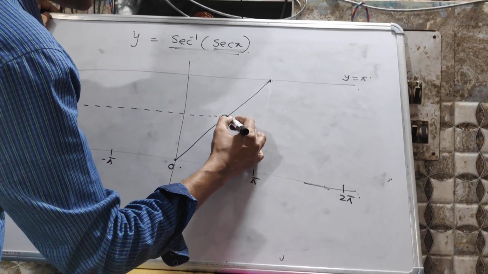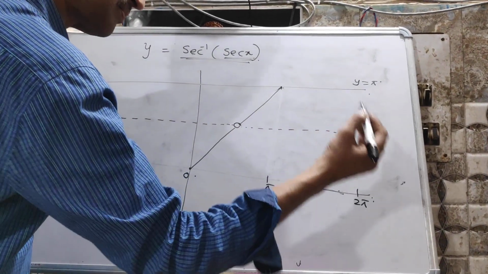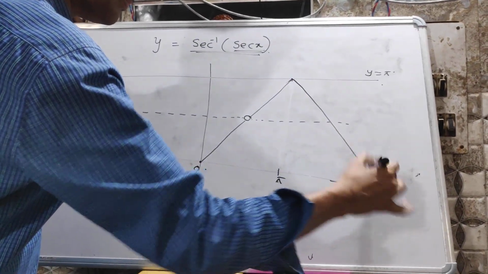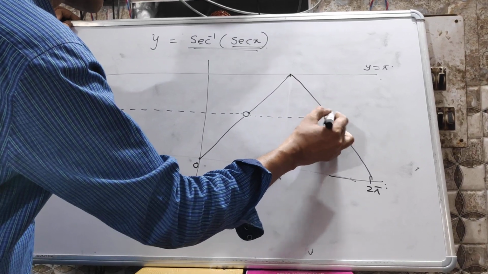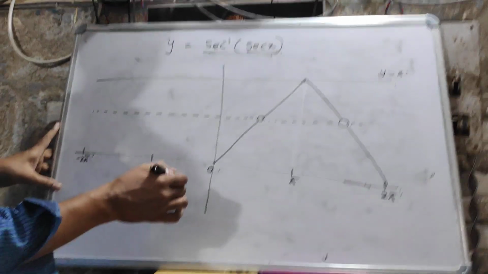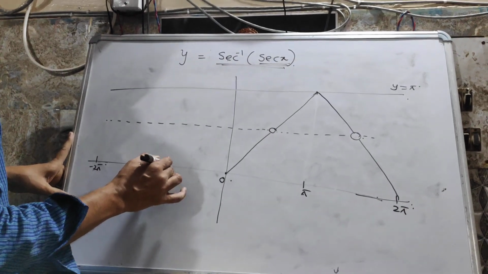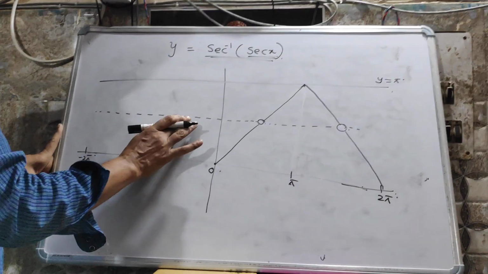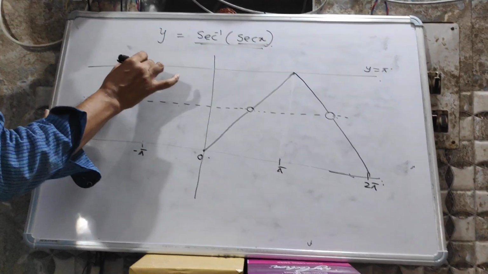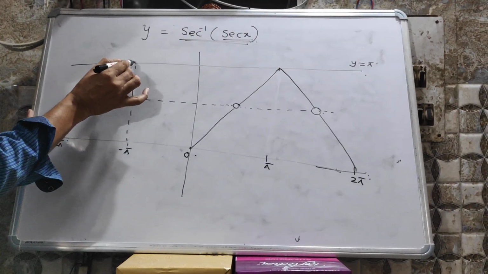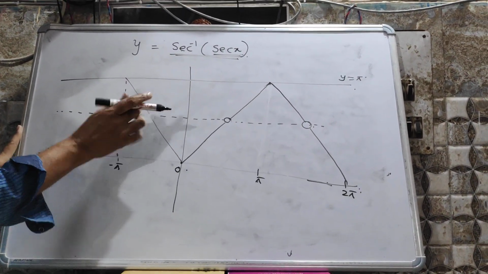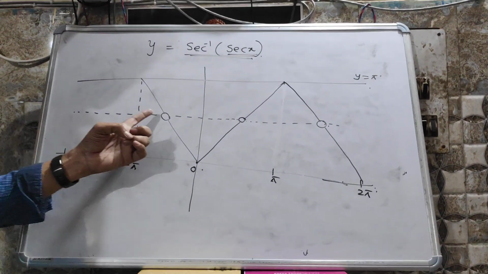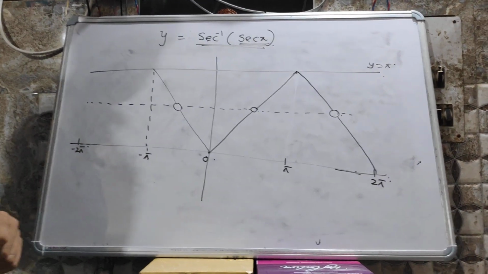Next, here between pi to 2 pi, this also should be removed. Same between minus pi to 0, sorry, this way. This also should be removed. Wherever it is cutting this line y equal to pi by 2, you need to remove that point.